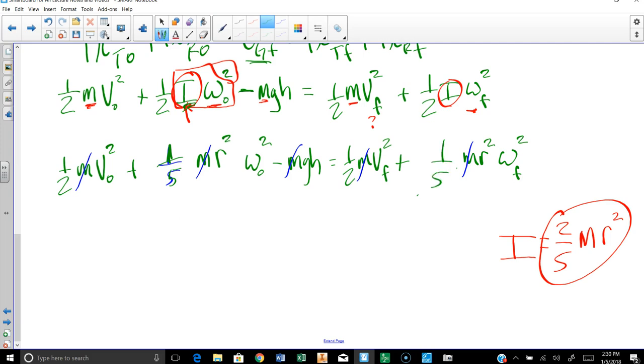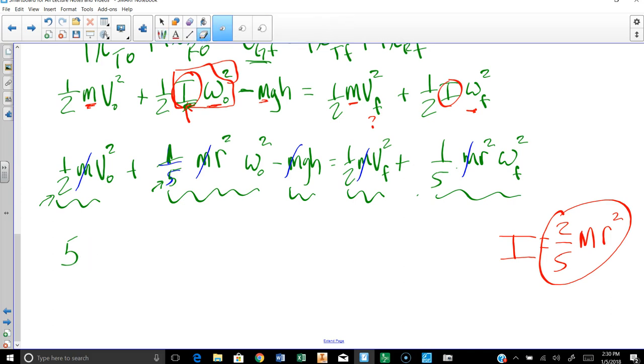But I don't want fractions, so I'm going to do a little trick. I'm going to multiply every term here, this, this, this, this, and this, by 10. Why 10? Because it's a number that both 2 and 5 go into. That gives me 5, right? 1/2 of 10 is 5. I don't have the m anymore, right? Don't forget that, you got rid of the m.